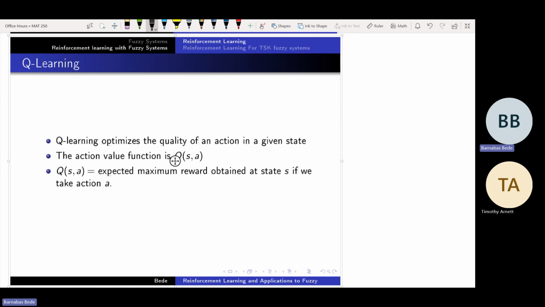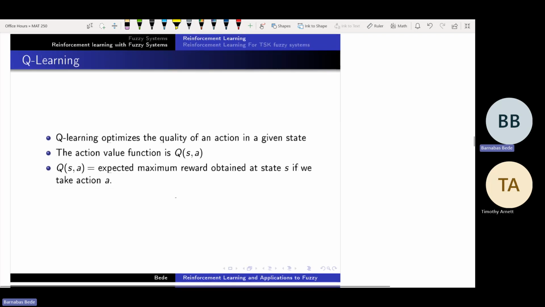Q learning optimizes the action value function. Yes, the action value function is called Q. That Q comes from quality, I suppose. The action value function is the expected maximum reward obtained from a state S if we take action A. So that's basically Q learning.